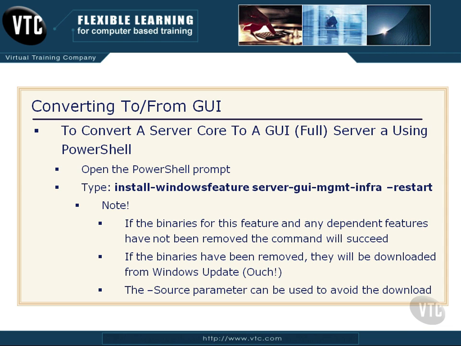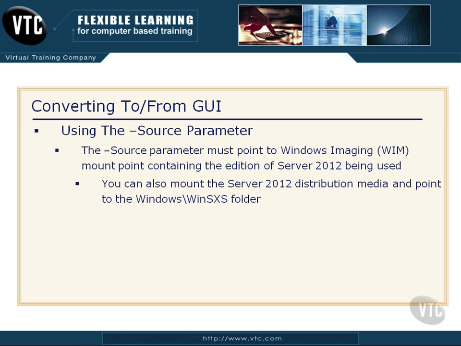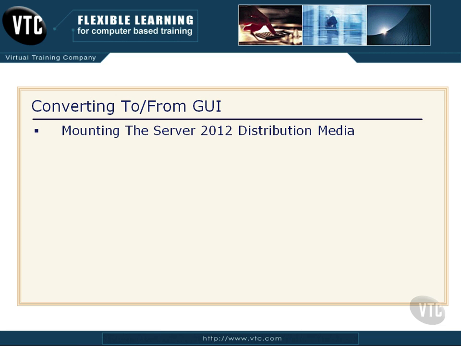You can use the source parameter to avoid the download and point to where those files are. Now when you're using the source parameter, you're going to have to point it to a Windows imaging mount point containing the edition of Windows Server being used. You can also mount the Windows Server 2012 distribution media and point to the WinSxS folder, and that will work. So let's talk about how to mount that Server 2012 distribution media. That's the way most people are managing these things, right? You've got your distribution media, you've got your DVD. Just go ahead and put it into the server's drive.